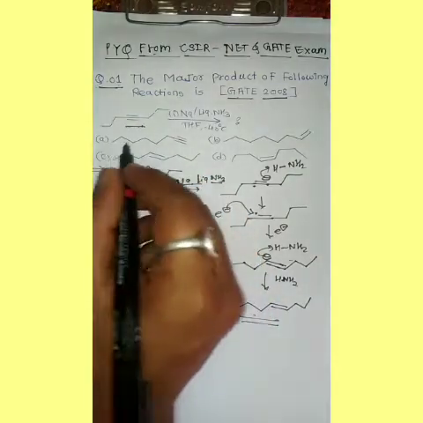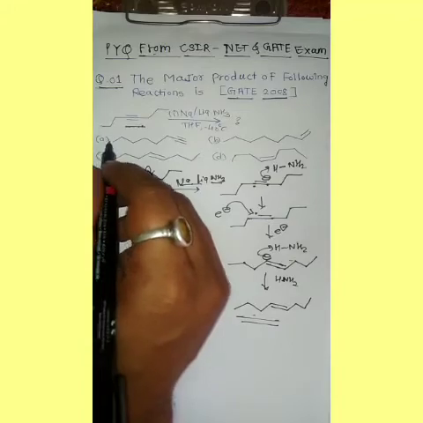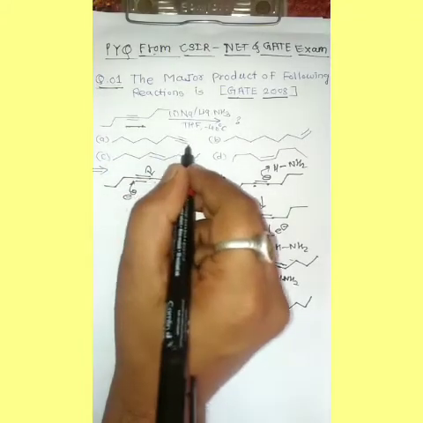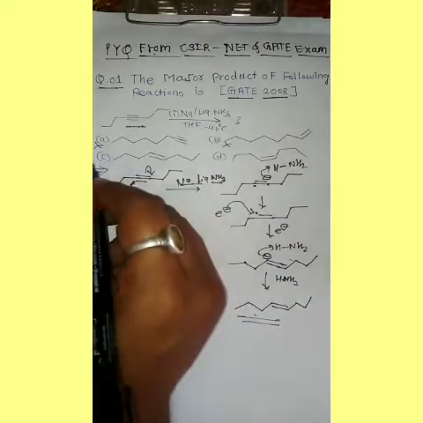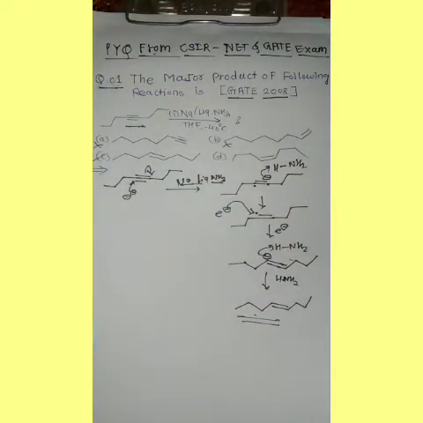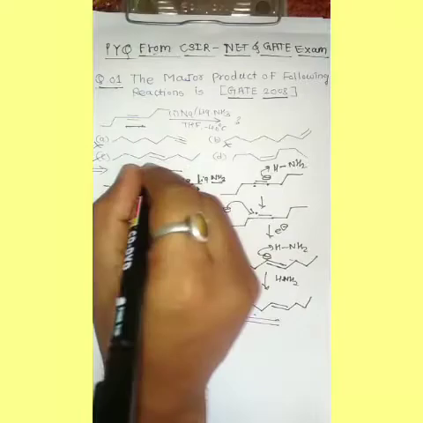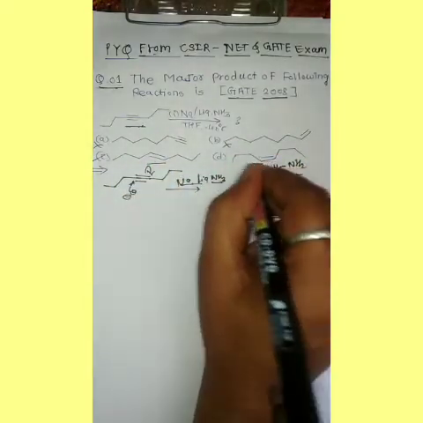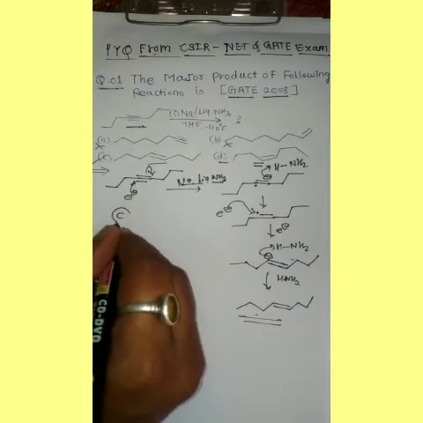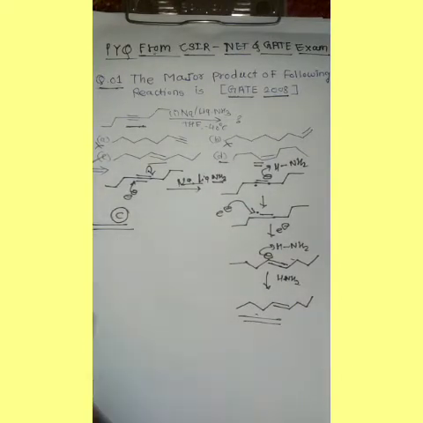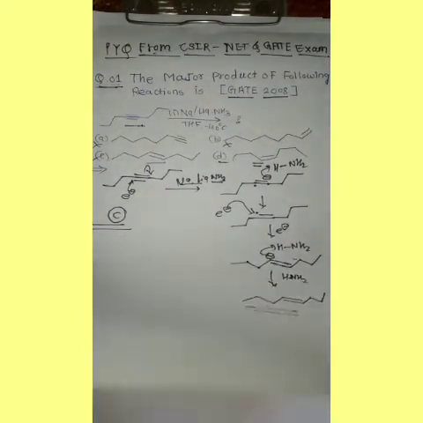Okay, let's see the options. The first option is not correct. The second is not correct. In the third option, we get the trans product. This is the formation of the trans product and not the cis product, which is shown in option D. So our answer is option C. Let's see question number two.